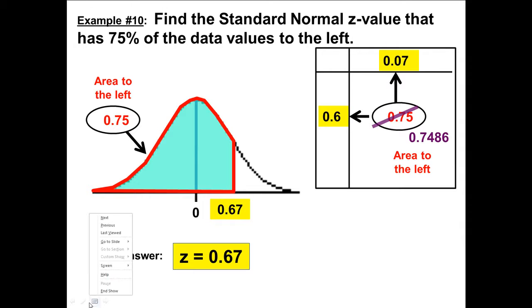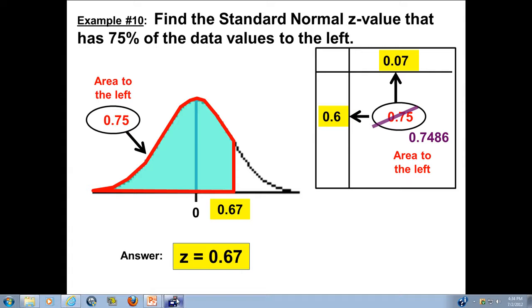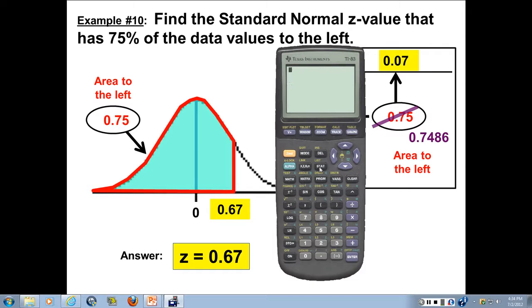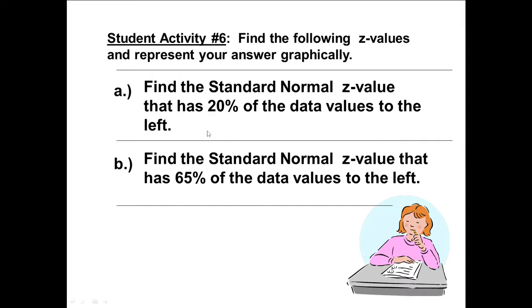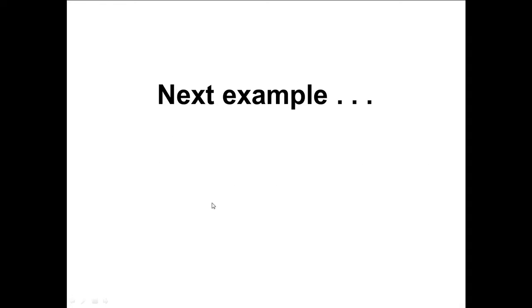Now, the other way to do this would have been to go ahead and use the calculator, go to second, inverse norm, go to 0.75, and press enter. And just round it out to the hundredths, and it'll give you 0.67. Okay, now find these two. Correct. Okay, so now we're going to go to the next example.